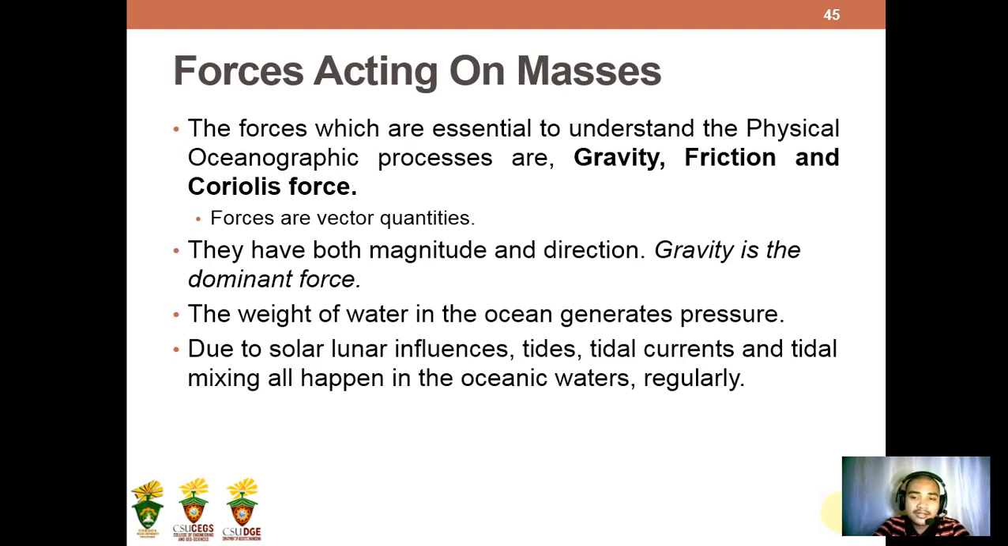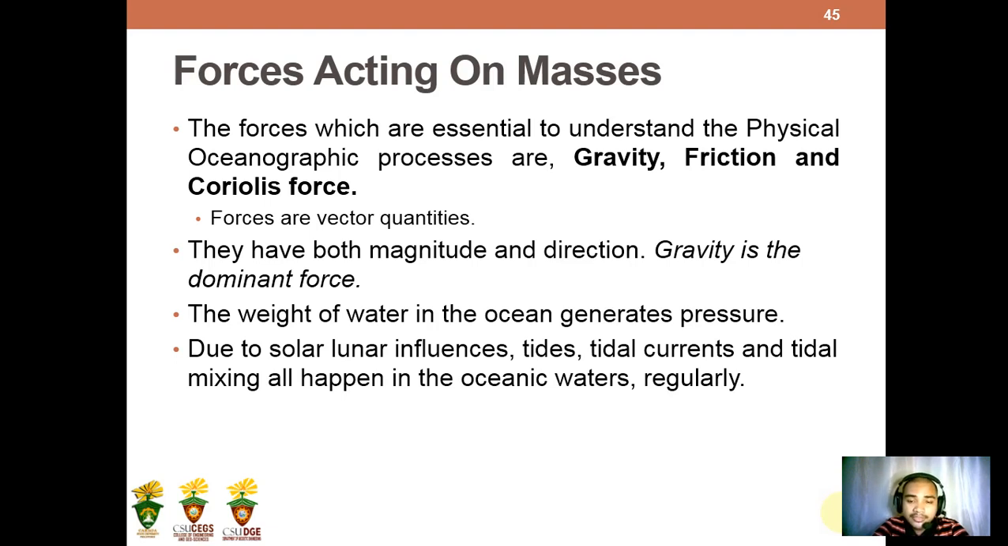So these are gravity, friction, and Coriolis force. We all know that forces are vector quantities, and when we say vector, it has both magnitude and direction. And gravity is the dominant force that needs to be considered.